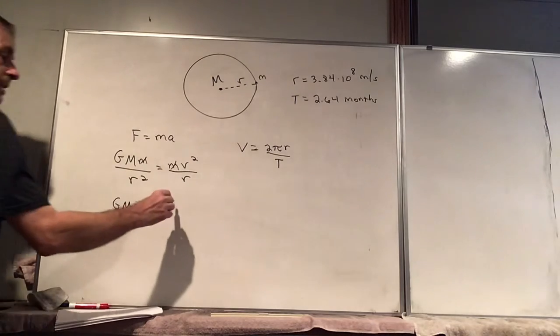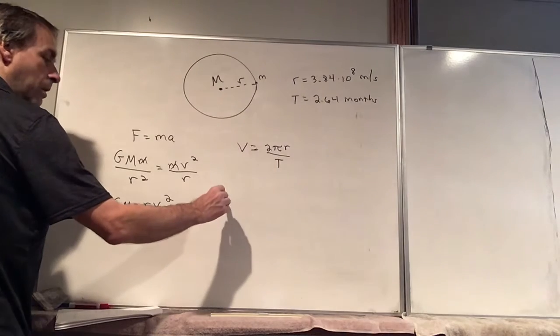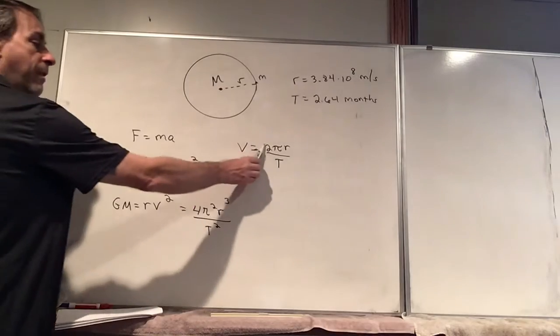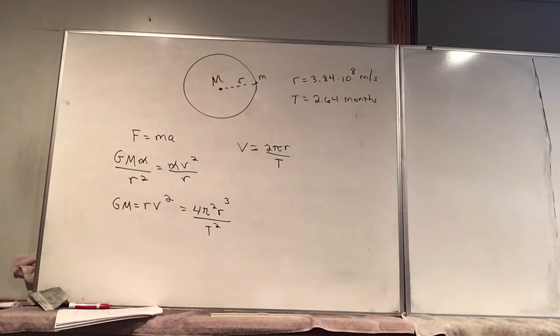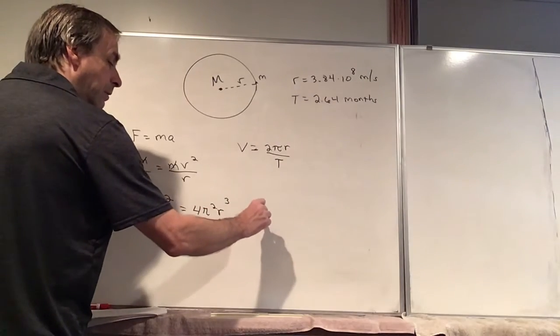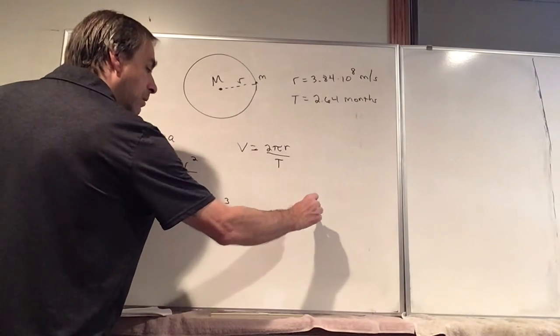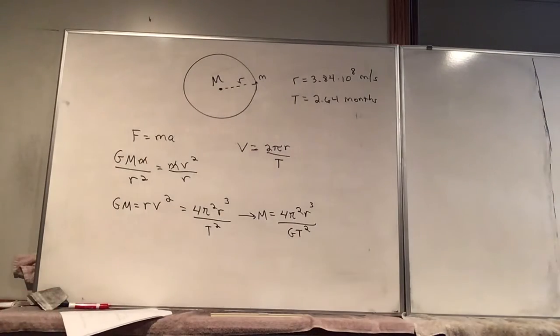So if we square this and plug it in, we'd have 4 pi squared r squared over T squared. And when you multiply by r, you get an r cubed. And so the mass, that's G times M. So the mass would be 4 pi squared r cubed over G T squared.